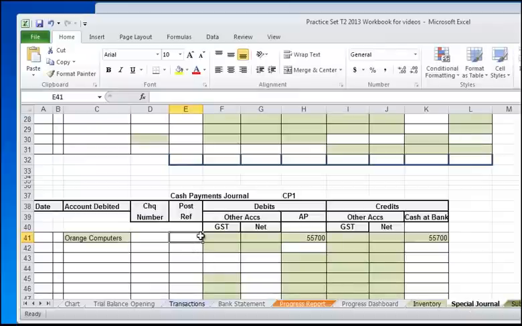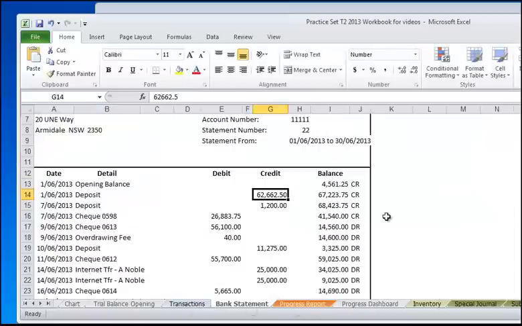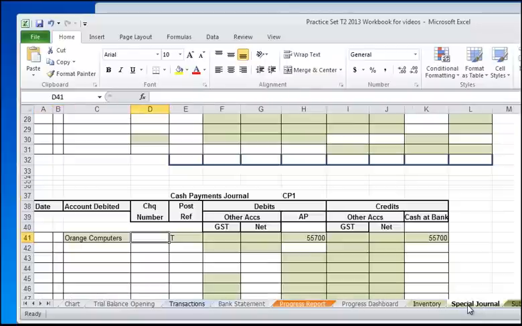Back here, special journals, that is a T. Now, check number, let's find out the check number. Transactions, check number 612. This will be particularly relevant later on when you come to see the bank reconciliation. And you can see here that they have in fact cashed that check on the 11th of the 6th. But again, that's something we'll look at later. Check number 612. It was June 7, I think.